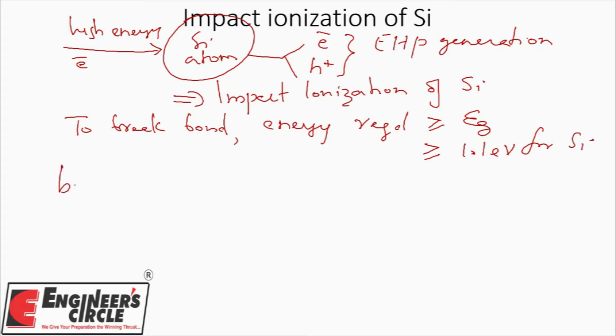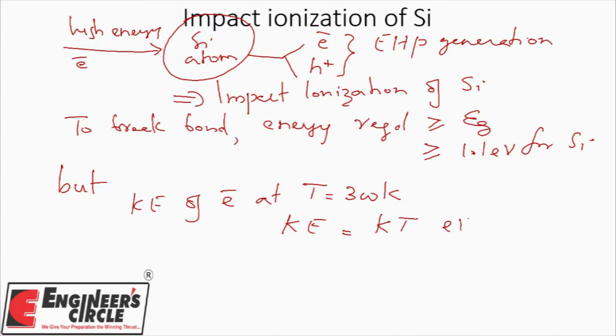But what is the kinetic energy of an electron at T equal to 300 Kelvin? The kinetic energy is equal to kT, that much electron volt, which is equal to 0.026 electron volt. Remember, 1 electron volt is 1.6 multiplied by 10 to the power of minus 19 joules. So if you have the answer in joules, convert it into electron volt.